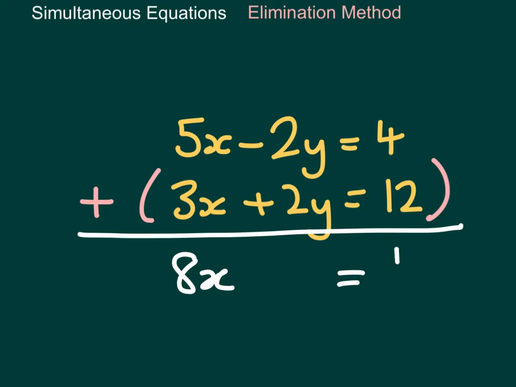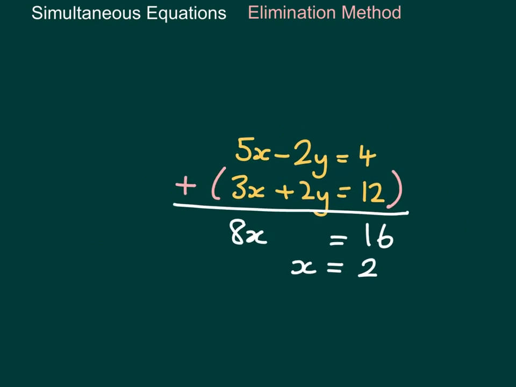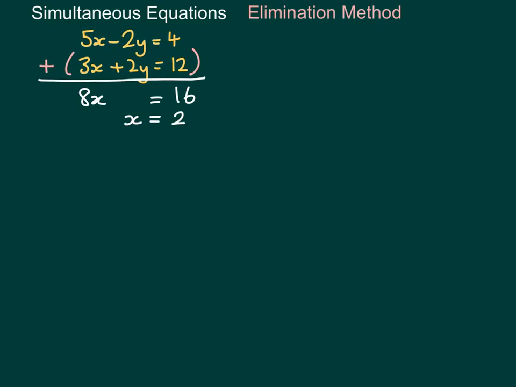It's going to give us 8x equals 16. So 5x plus 3x is 8x, 4 plus 12 is 16. And then that's going to give us x equals 2 if we do 16 divided by 8.